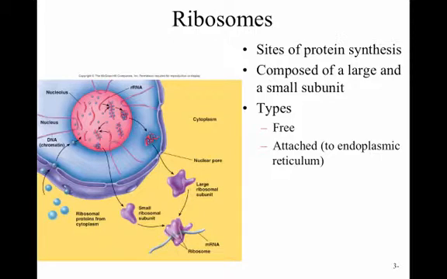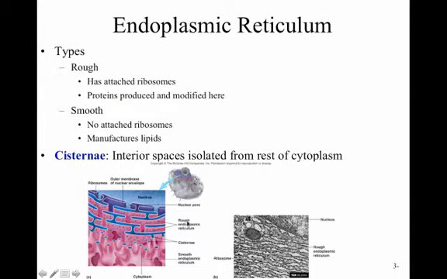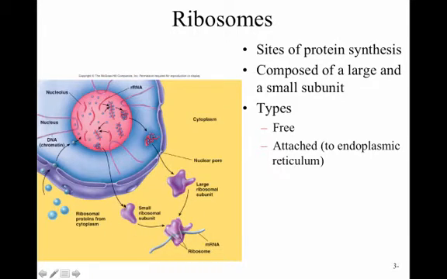Ribosomes are sites for protein synthesis. There's a large and small subunit. So in this picture, you can see the small subunit here, and then there's a large subunit, and they come together and surround the mRNA, and that's where the protein is going to be produced. And there are free ribosomes and attached ribosomes. Free ribosomes are just floating around in the cytoplasm, but attached are attached to the endoplasmic reticulum.